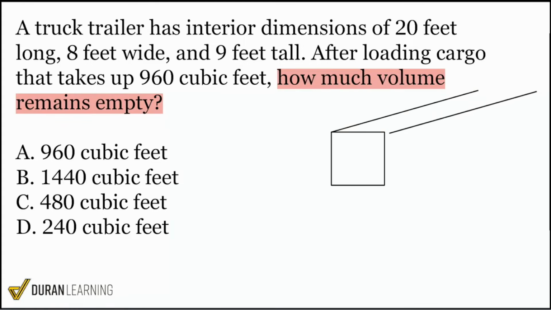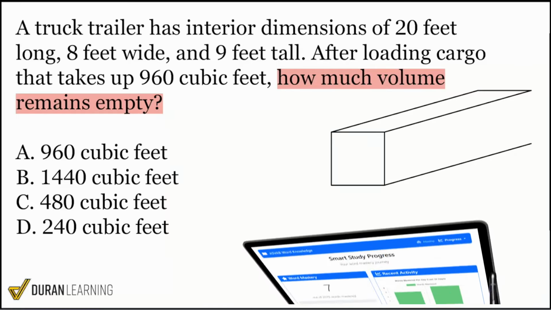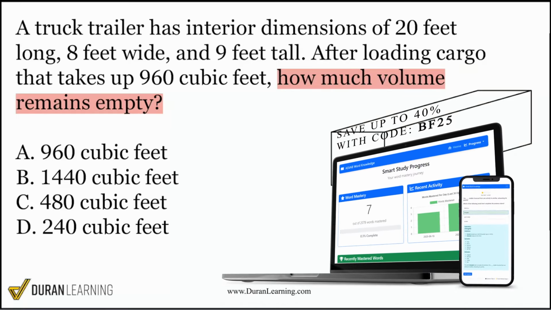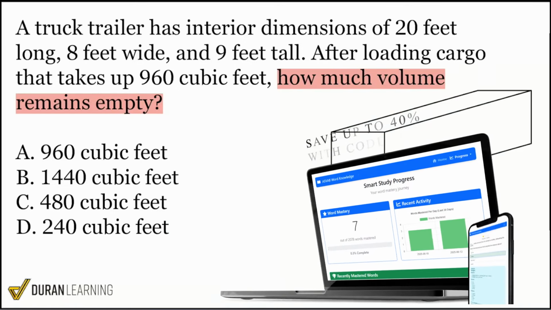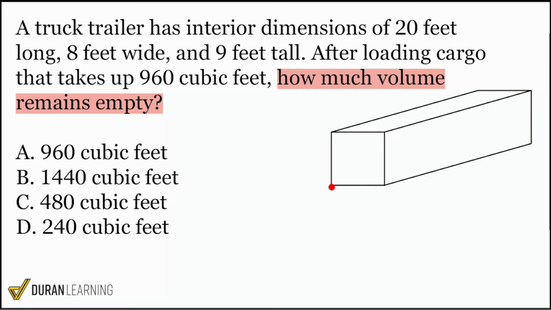So I can just draw out this little trailer, and then from there, connect all the dots. Perfect. So we have this truck trailer. We can pretend that the truck is actually over here. Here's the container, and we have these dimensions: a length, a width, and a height.